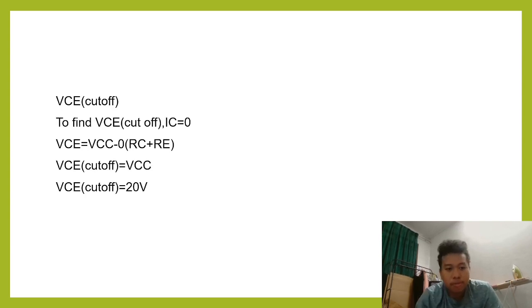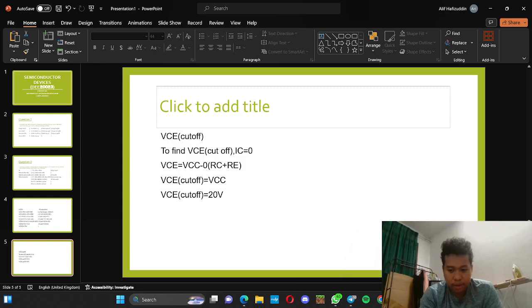Continuing to the VCE cutoff, to find VCE, we must put IC equal to 0. So in the equation, VCE equals VCC minus 0 times (RC plus RE). 0 times RC plus RE is equal to 0. So VCE is equal to VCC. So VCE cutoff is equal to 20 volt. That's all for me. Thank you very much.